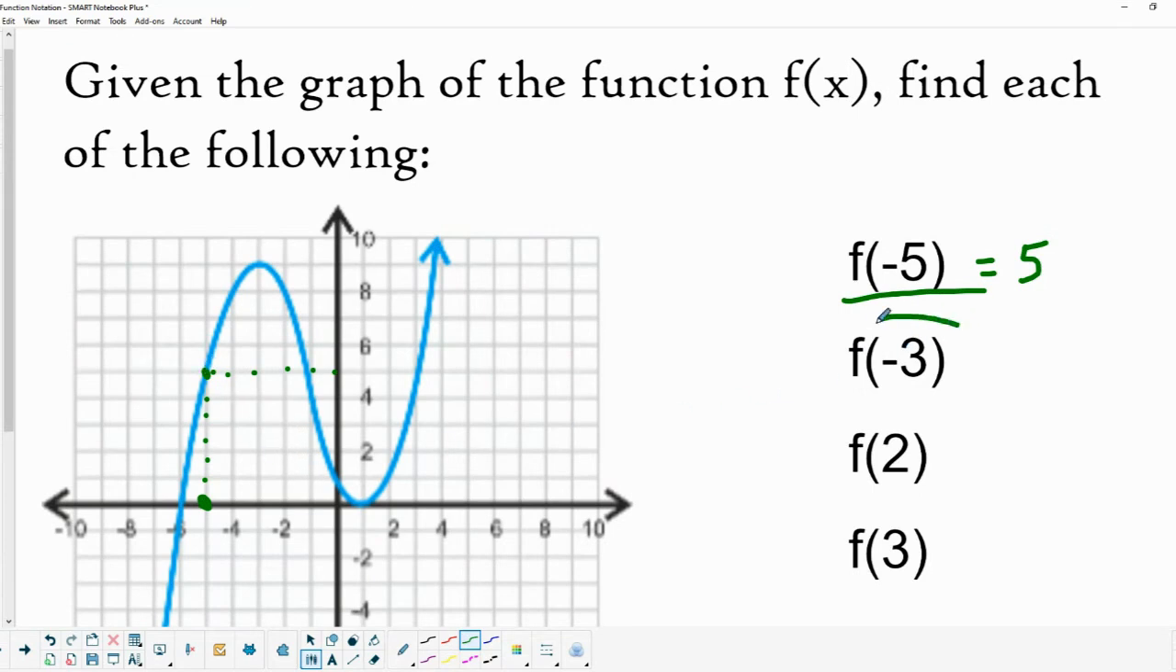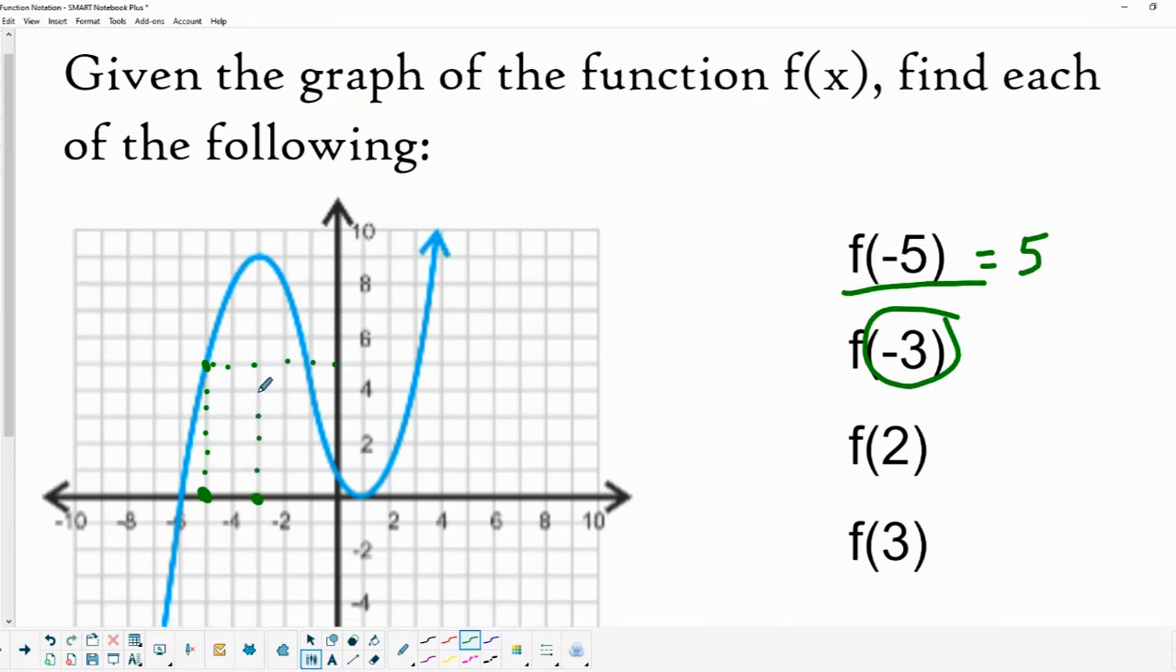Okay, for our next one, we're going to go to -3. That's right here. We go up until we hit the graph, and then turn right, and we find out that we line up with 9. So -3 gives us a y value of 9, or an output of 9. All right, keep it going.